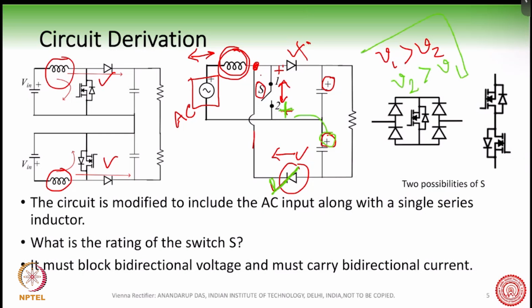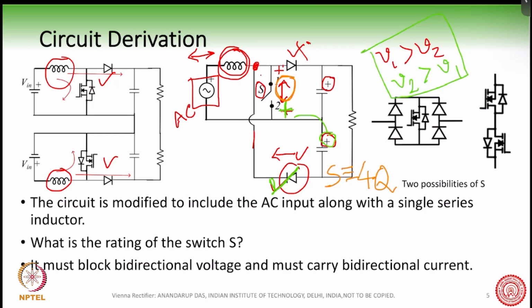So this means that, and also we have seen from here, that the current must be bidirectional in the switch. So this indicates that we have to have a 4-quadrant switch here. So we must have a 4-quadrant switch. S must be a 4-quadrant switch.